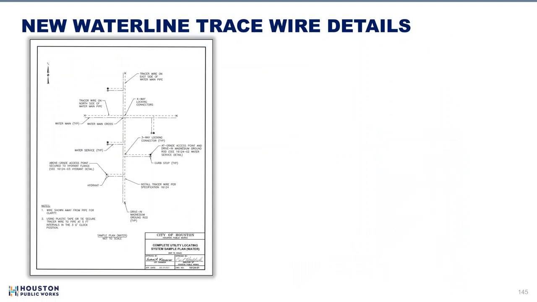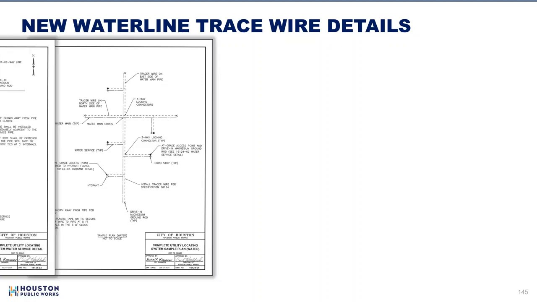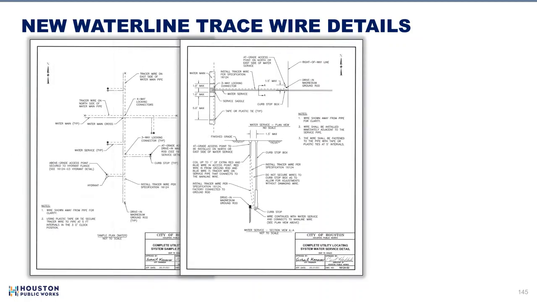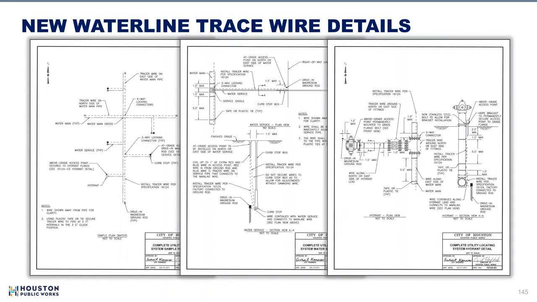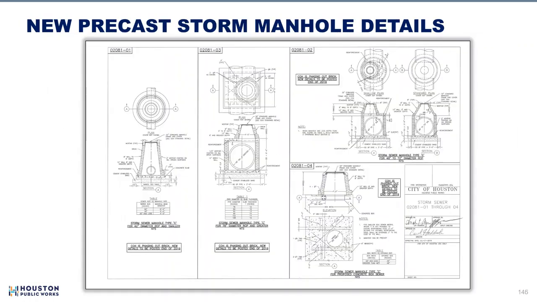The 3 new standard details are for trace wire on non-metallic pipes on water lines for Houston Water. The trace wire standard details were created to go along with the new specifications created this review cycle. First one here. Second one. Third. The City of Houston will be removing standard brick manhole details beginning October 2021.